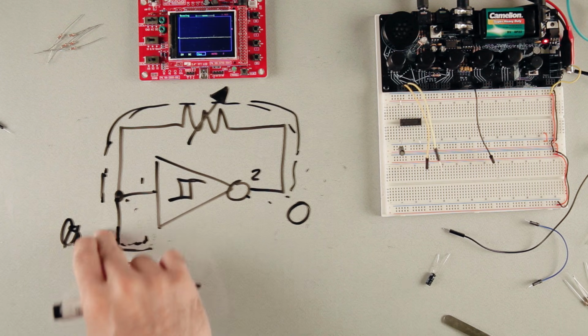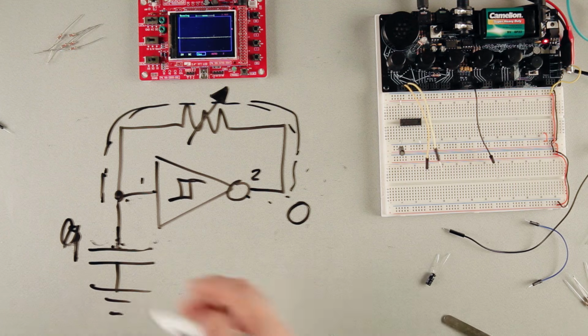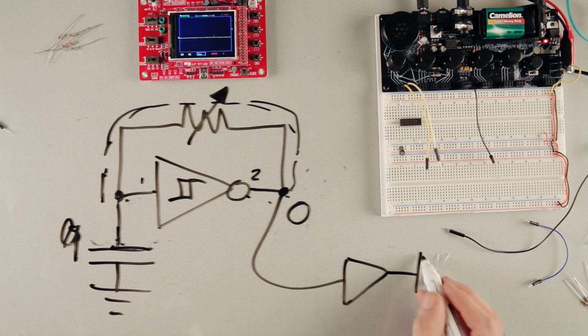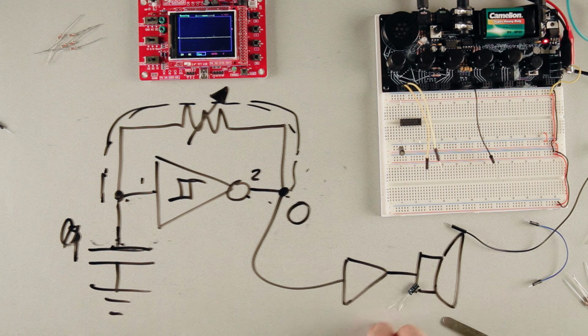And it just keeps going back and forth and repeats forever. And that's your oscillation. The rate that it does that is what makes your pitch. We take this output, we send it to an amplifier, that goes to a speaker, and then we hear sound.